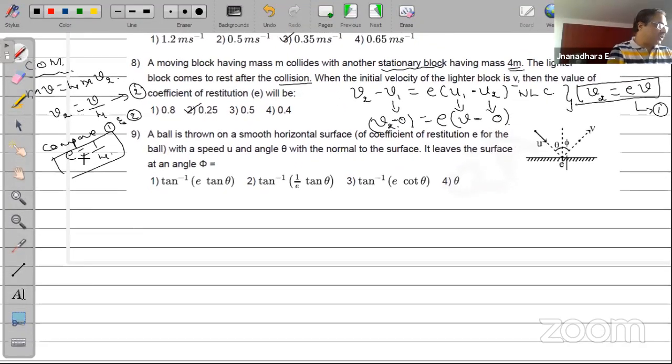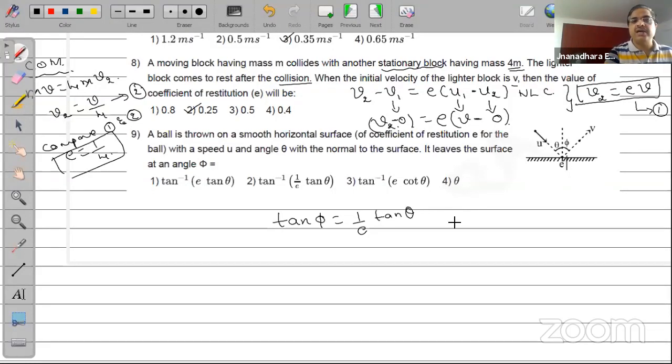Ninth is a straightforward question, right? A ball is thrown on a smooth horizontal surface of coefficient of restitution E, with a speed u and angle theta with the normal to the surface. It leaves the surface at an angle phi. You have to find out what that phi is. Tan phi should be equal to 1 by E times tan theta. Of course, there is a minus sign there, but I think we'll not worry about that. Because this angle is already shown, you just have to find out the magnitude of it.